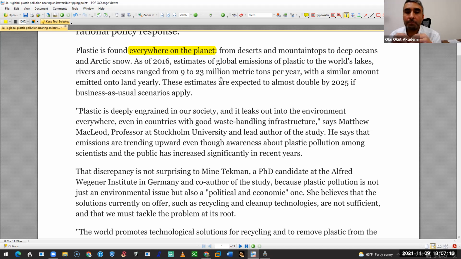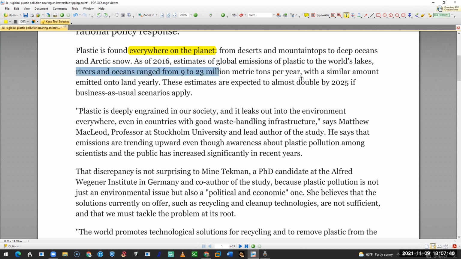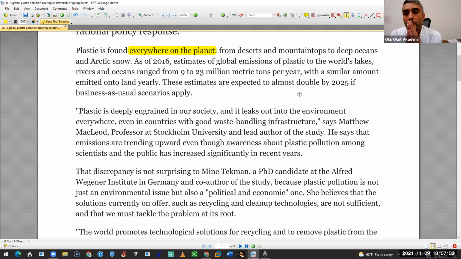How about the amount of plastic that is emitted? Emit means actually to spread, okay? Emission is the noun form. Annual global emission, yearly global emission. What is yearly global plastic emission? How much is it? Yes, look at the third line. So it ranged from 9 to 23 million metric tons. Okay? Tons. Yeah, that's a great number, right?